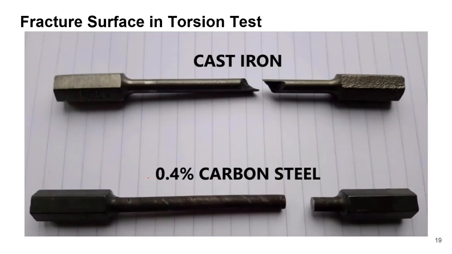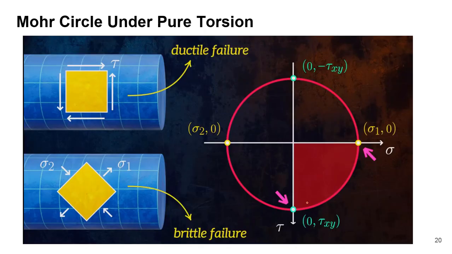Now here is the fracture that we have seen. Cast iron, we know, is a brittle material, and you see that a 45-degree fracture has occurred, whereas this is a ductile material and the fracture took place along the cross section. Now the reason is that we have already discussed that ductile materials are weak in shear. So under torsion, if we draw the Mohr circle, you will find that the maximum shear is taking place at this location, and this location is the cross section. So that means along the cross section there will be failure.